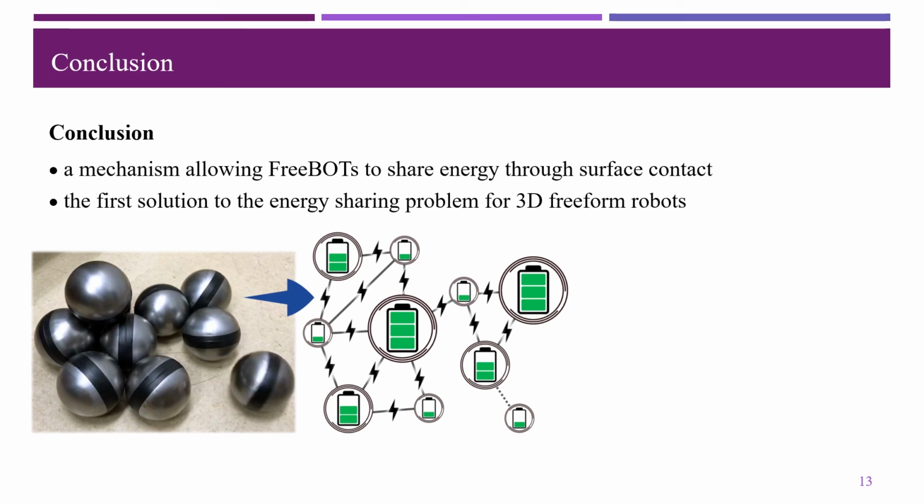In this paper, we propose an energy sharing mechanism for FreeBOT that allows each robot to share energy with peers through surface contact. This is the first solution to the energy sharing problem for 3D freeform robots.